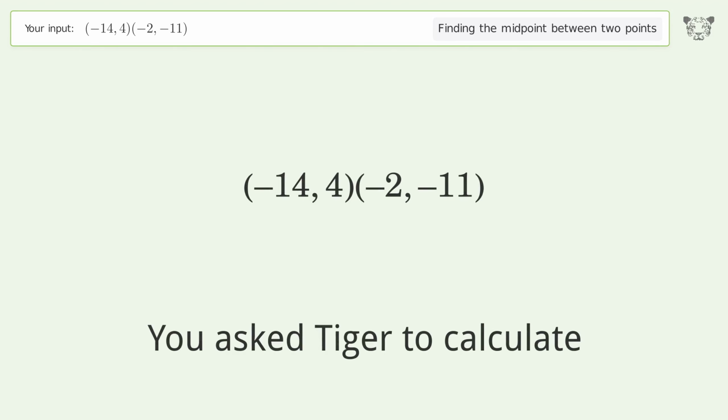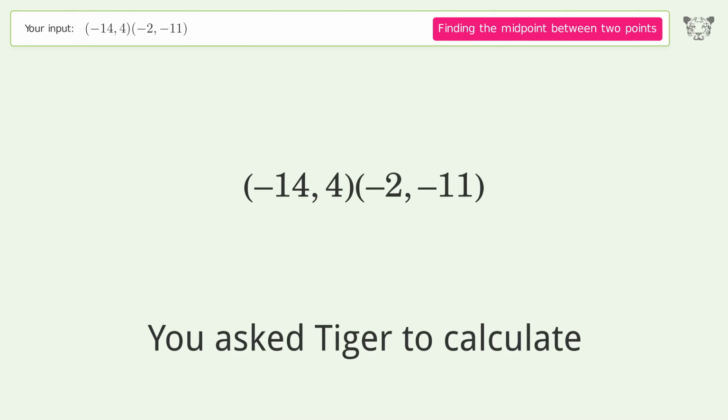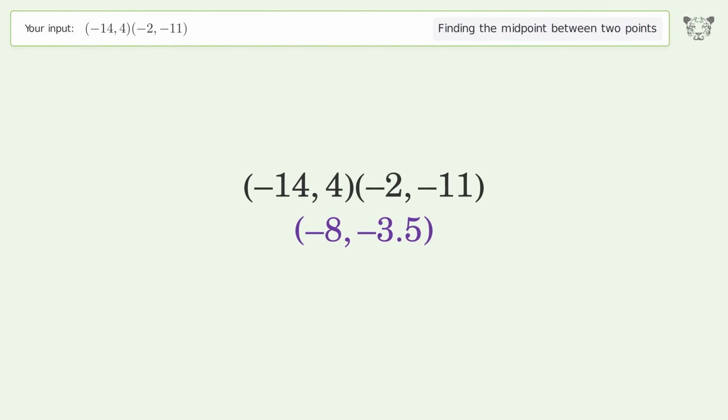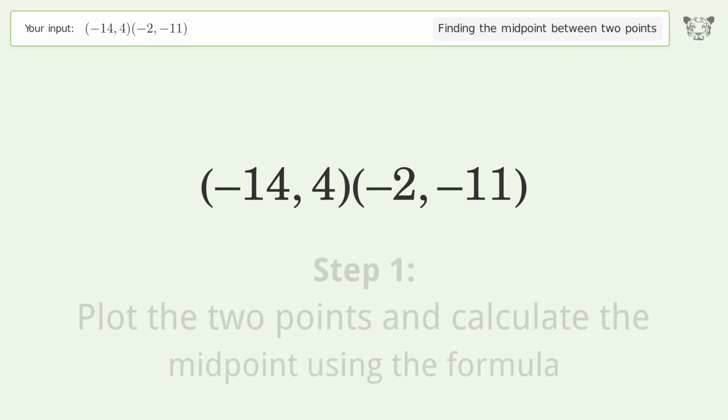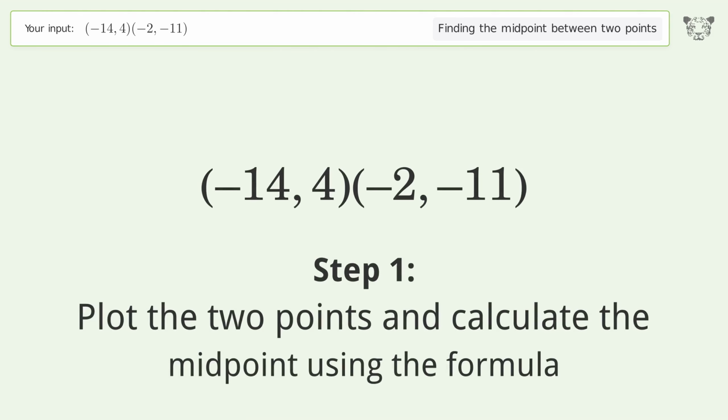You ask Tiger to calculate. This deals with finding the midpoint between 2 points. The midpoint between the 2 points is -8, -3.5. Let's solve it step by step. Plot the 2 points and calculate the midpoint using the formula.